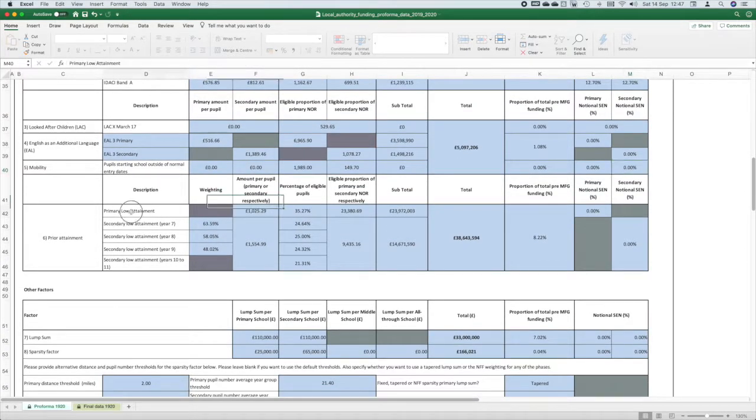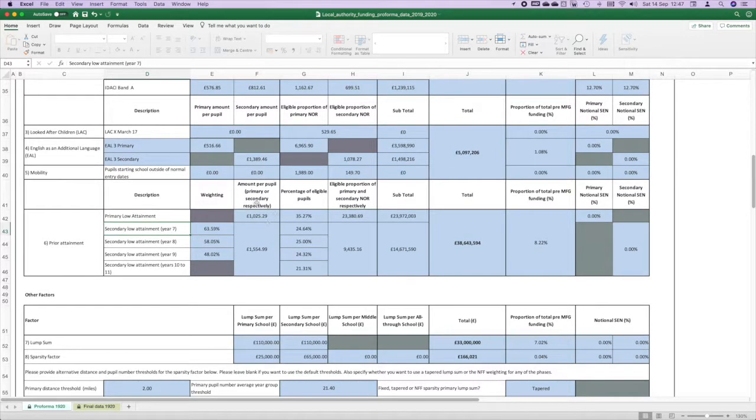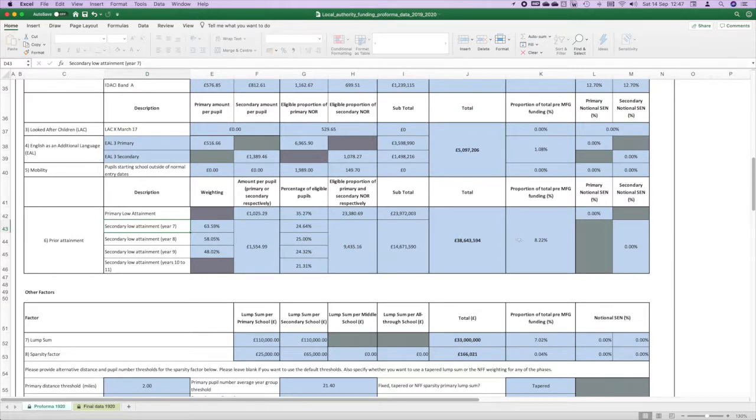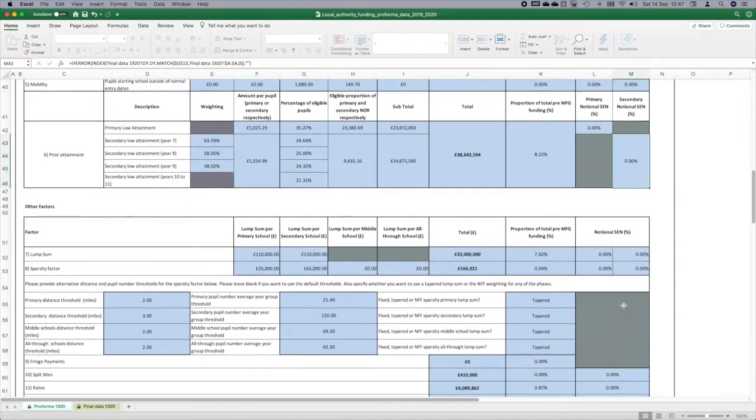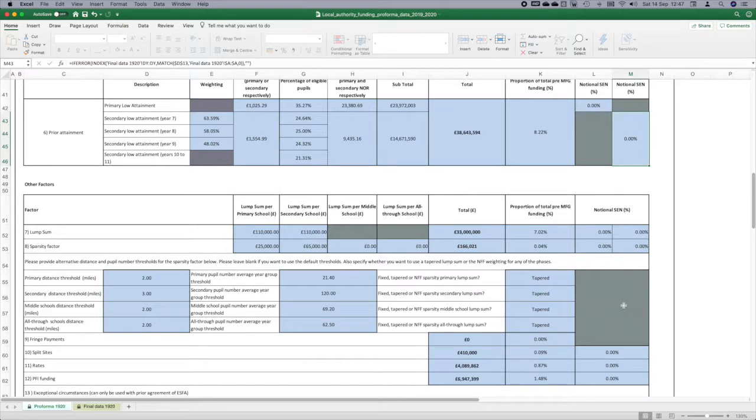And then primary prior low attainment, so that's your early years foundation stage going into Key Stage 1, and then our secondary low attainment, which looks at Key Stage 2 scores. Of course we get a weighting for that as well, and again Northamptonshire has decided we're not going to use that as part of our notional budget. So what we end up with is a value calculated on those things.